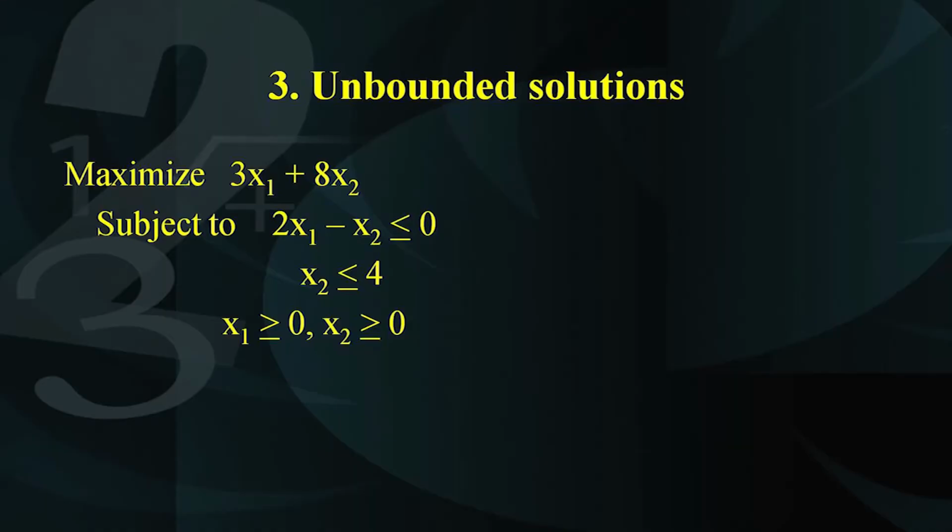Now, the third example that we are going to study is the case of the unbounded solution. In this problem we have maximization of 3x1 plus 8x2 subject to 2x1 minus x2 less than or equal to 0, and x2 less than or equal to 4, and x1 and x2 are both greater than or equal to 0. So, let us plot these two constraints on the x1 x2 axis.